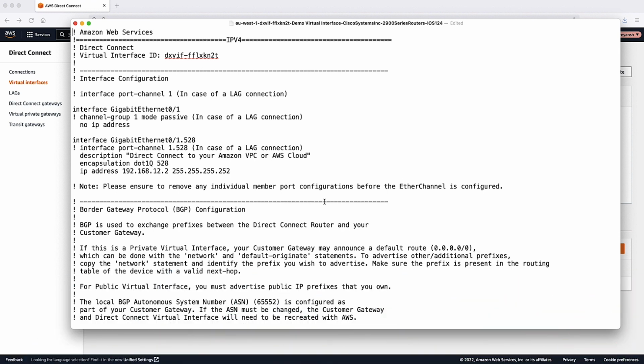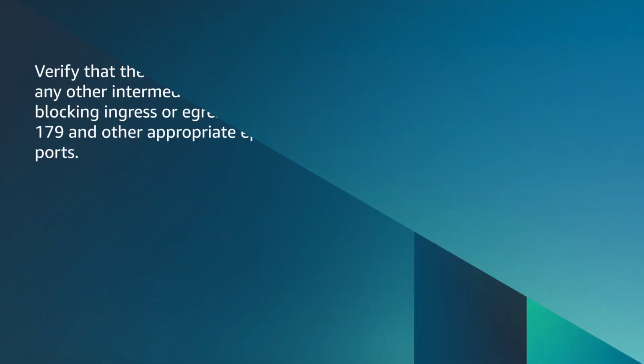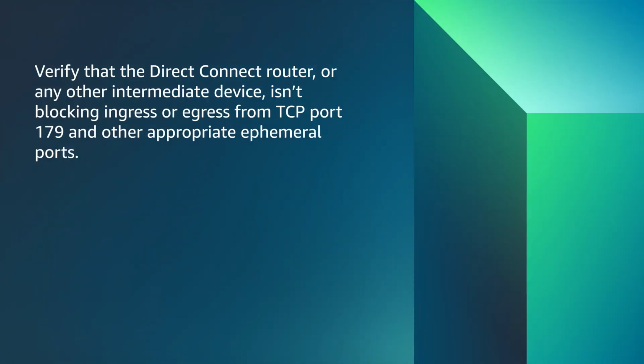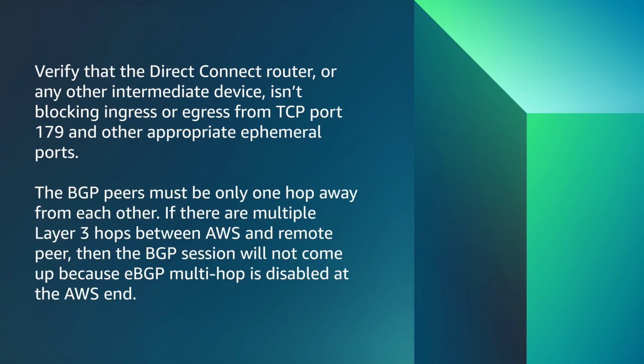Here are some additional points to keep in mind when troubleshooting BGP over a Direct Connect. Verify that the Direct Connect router or any other intermediate device isn't blocking ingress or egress from TCP port 179 and other appropriate ephemeral ports. The BGP peers must be only one hop away from each other. If there are multiple layer 3 hops between AWS and remote peer, then the BGP session will not come up because eBGP multi-hop is disabled at the AWS end.